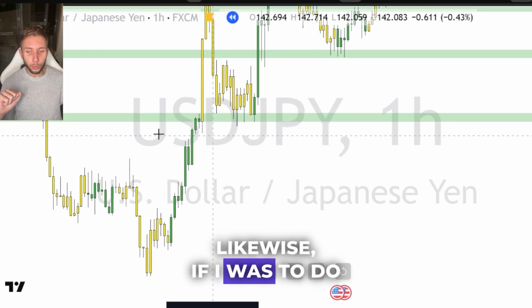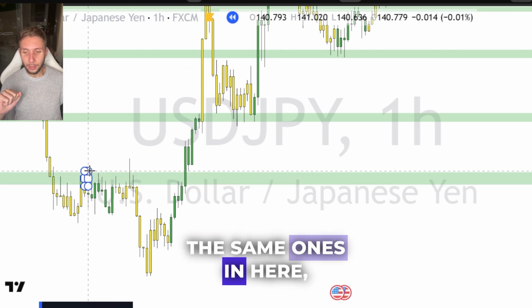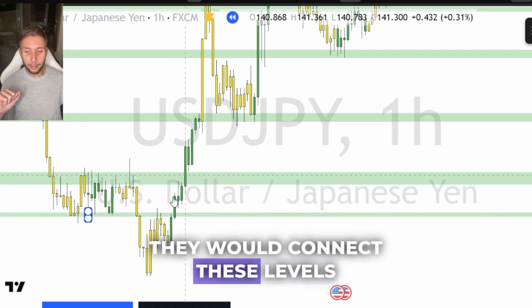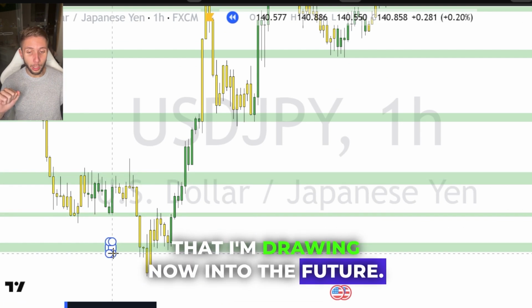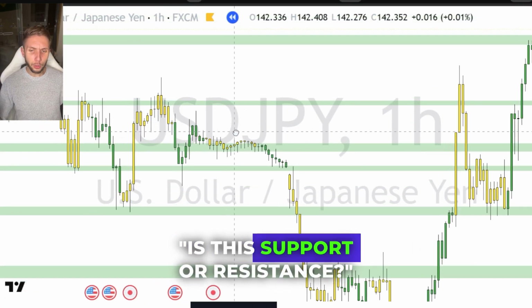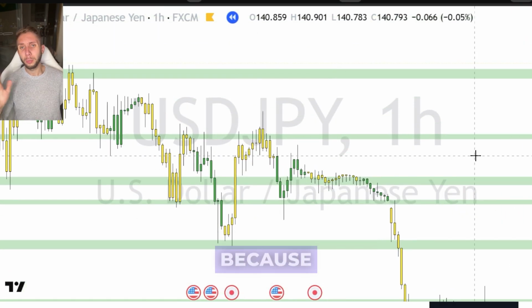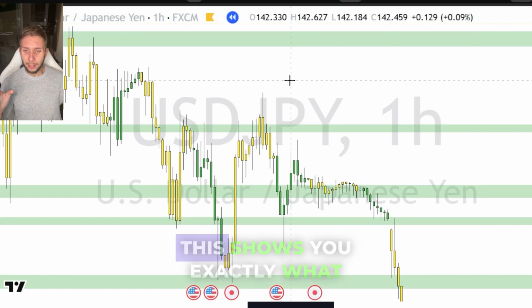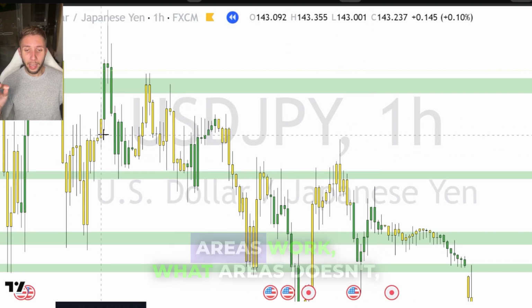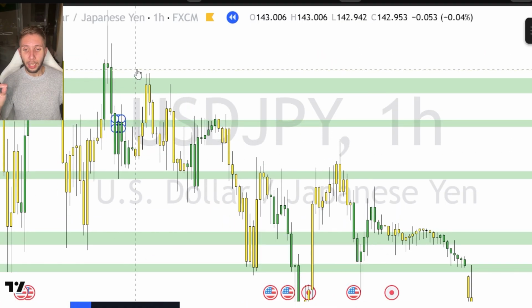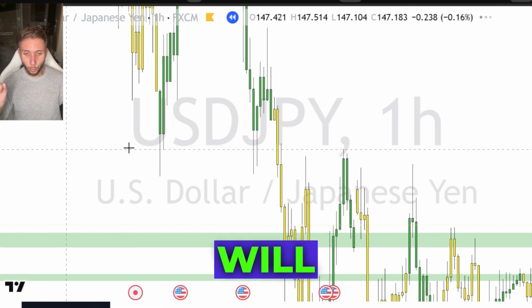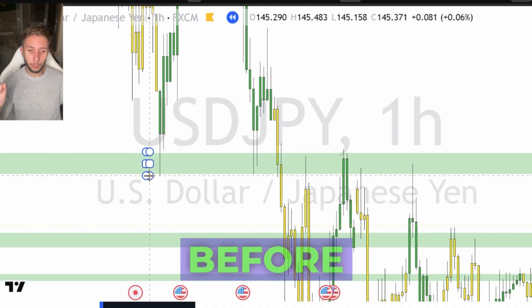Likewise, if I was to do the same ones in here, they will connect these levels that I'm drawing now into the future. Now, you might think, is this support and resistance? This is completely different, because support and resistance doesn't work. This shows you exactly what areas work, what areas don't, and most importantly, will give you a clarity that you've never seen before anywhere else.